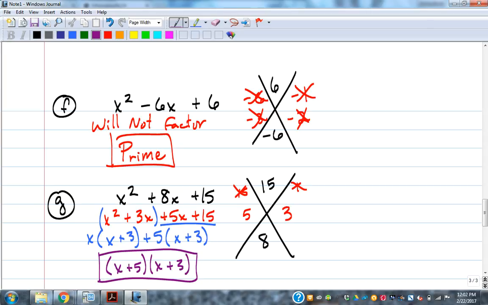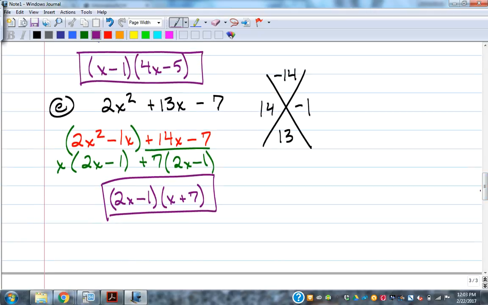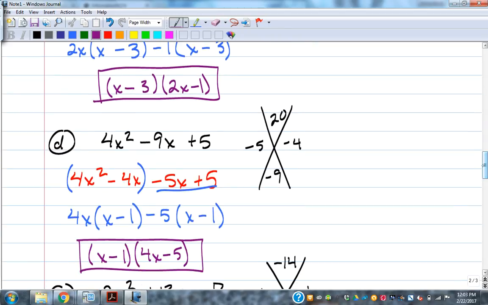They're the same. When has that happened? It's happened on a few of the problems, but not every one of them. If I look back at example E, it didn't happen. I had 14 and -1. That's not what's here. Example D, I had -5 and -4. That's not what's here. They don't match completely. The 5's there, but the -4 is not.